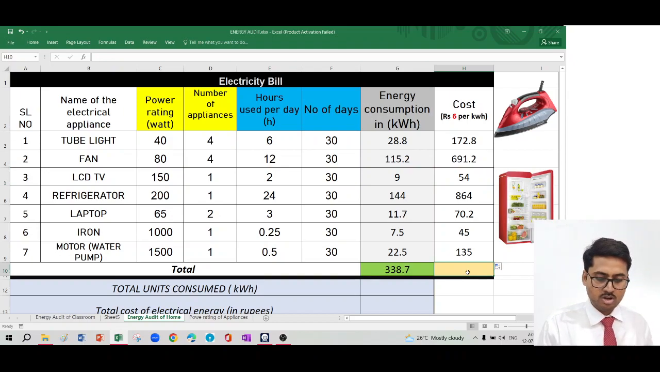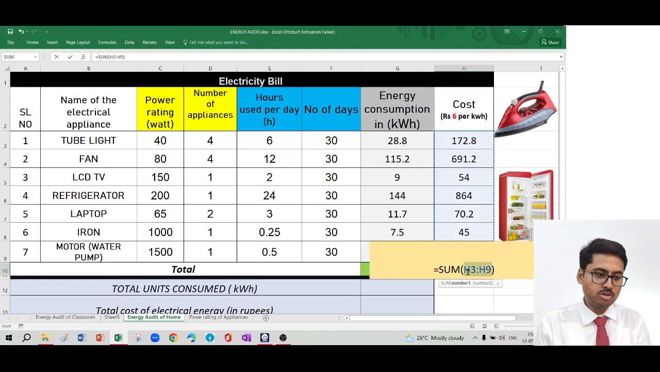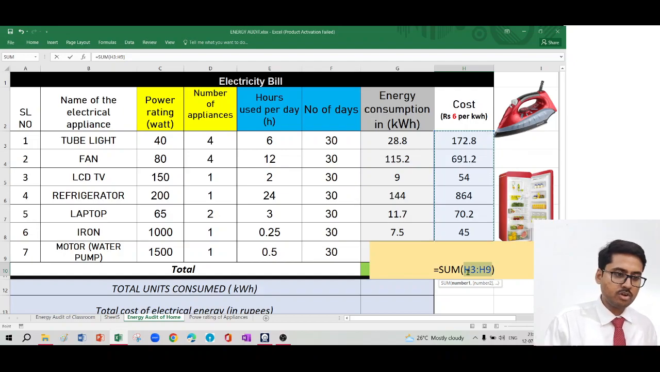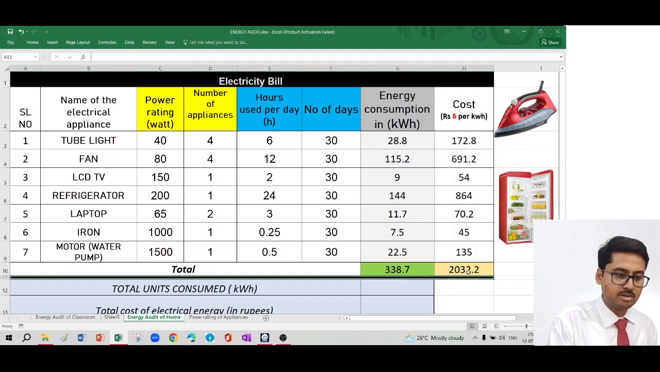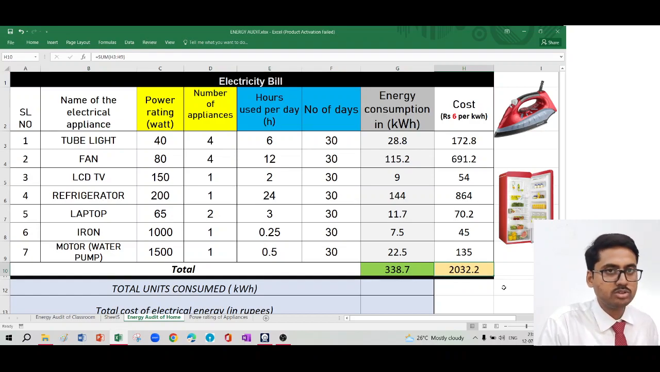We need to do the sum also. So in this column I am going to hit alt equal to, that will give me the sum from H3 to H9, and that is coming as 2032.2, that is 2032 rupees. Okay, that is the total bill for a month actually. So this is what it is. We are able to calculate the energy bill.